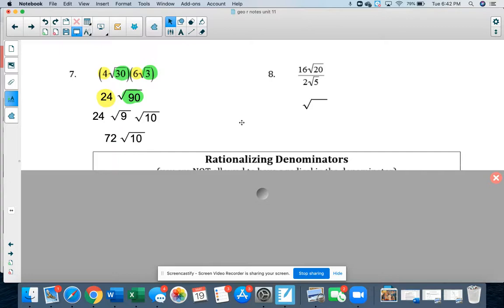Same thing works for dividing, like in number 8. 16 divided by 2 is 8, and then 20 divided by 5 is 4. I divided these coefficients, and that was a number that's outside the radical, and then I divide these numbers under the radical, and that answer stays under the radical. Now, radical 4 happens to be a perfect square, so it equals 2. 8 times 2 is 16.